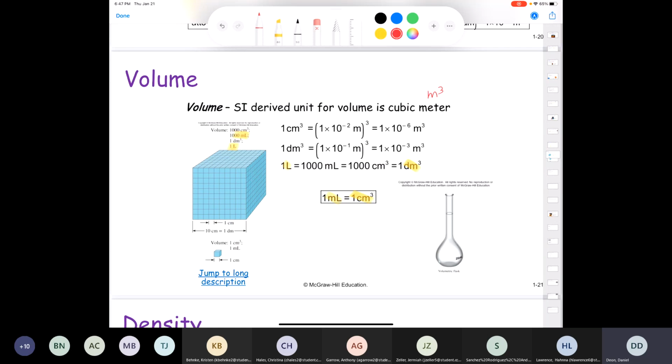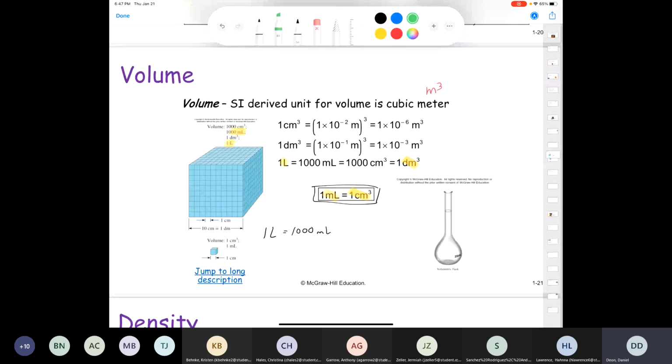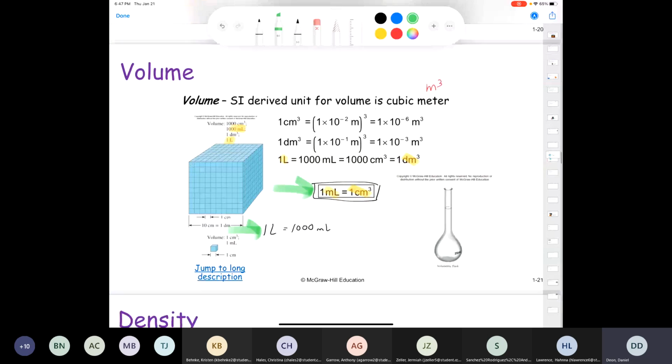And so it's imperative, if you want to start the practice problems tonight, that you know that 1 liter has 1,000 milliliters and that 1 milliliter is equal to 1 centimeter cubed. I'd say that those 2 conversions, let me put a green arrow by those. With those 2, you can get through quite a bit of content in the book.